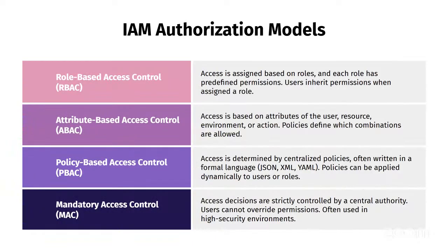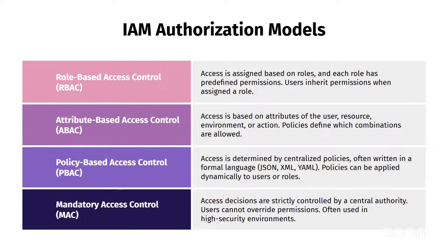So let's speak to the IAM authorization models. We have a lot, but I'll just pick these four. So we have the role-based access control. So this is access being assigned based on roles, and each role has a predefined permission. So users inherit permissions when they are assigned a role.